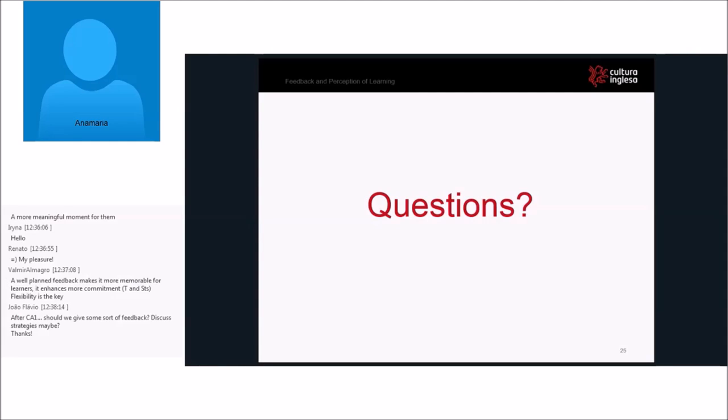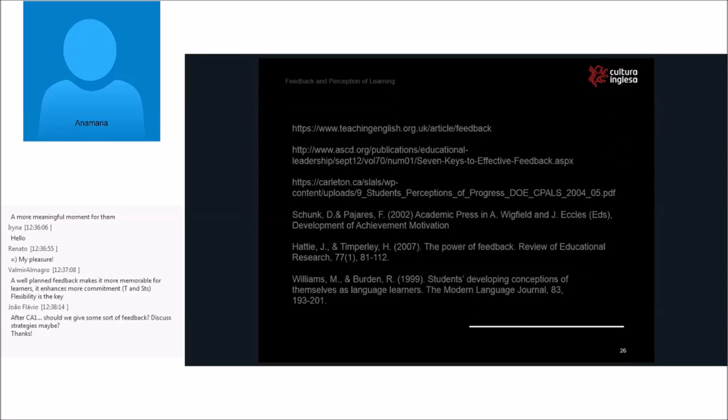So to wrap up, I will share with you some interesting reading. This is all very easy to find on the internet. I strongly recommend The Power of Feedback by Hattie and Timperley. Very interesting reading. And it's research-based, very clear, very reader-friendly, okay?